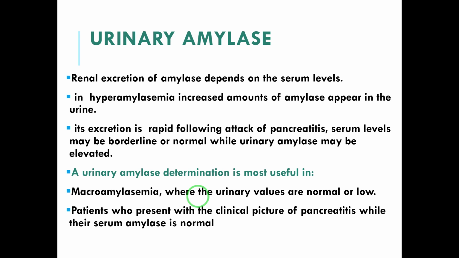And in case of macroamylasemia, the amylase binds with IgA. Because of the large size of the complex formed by this binding, it is retained in the circulation and cannot be excreted by the kidney. This means its concentration will be high in the blood but low in the urine. So in this condition, urine amylase measurement can give a clue that the cause of the high blood amylase is macroamylasemia, when the urine amylase is low and the blood amylase is high.